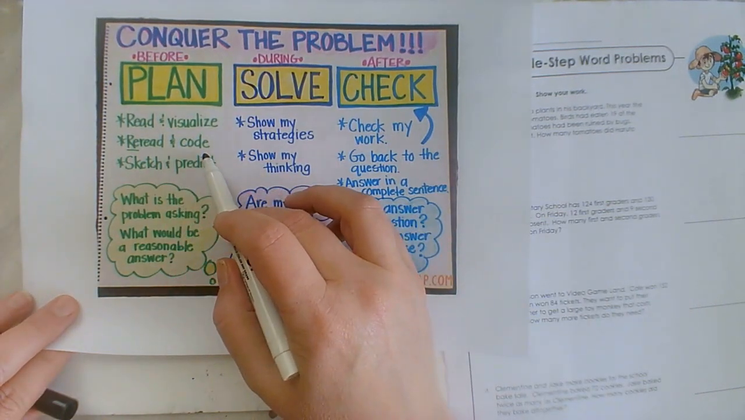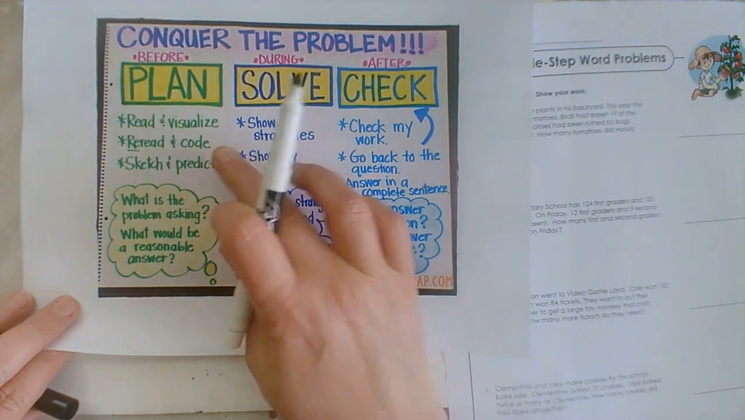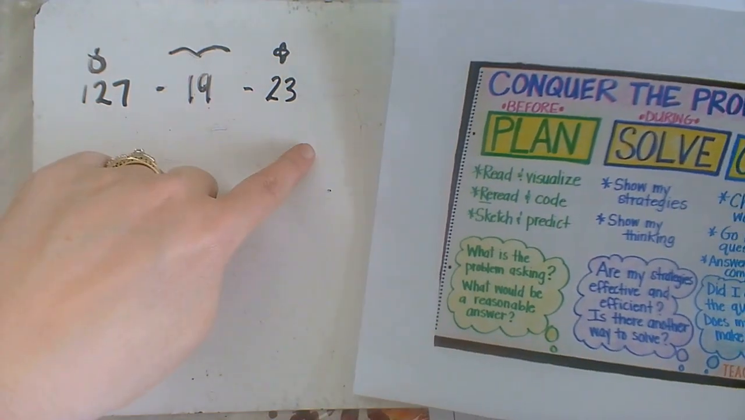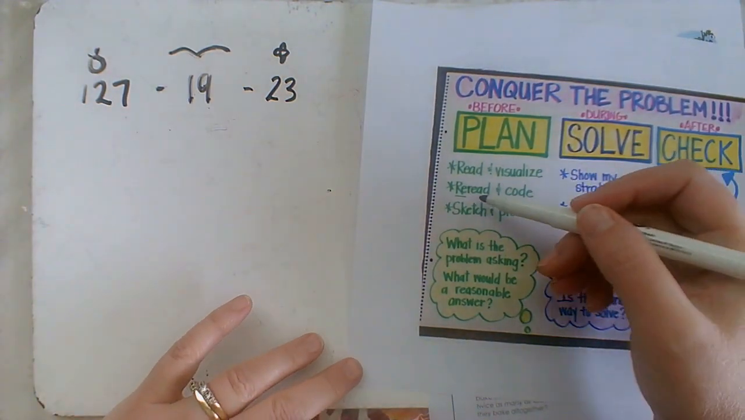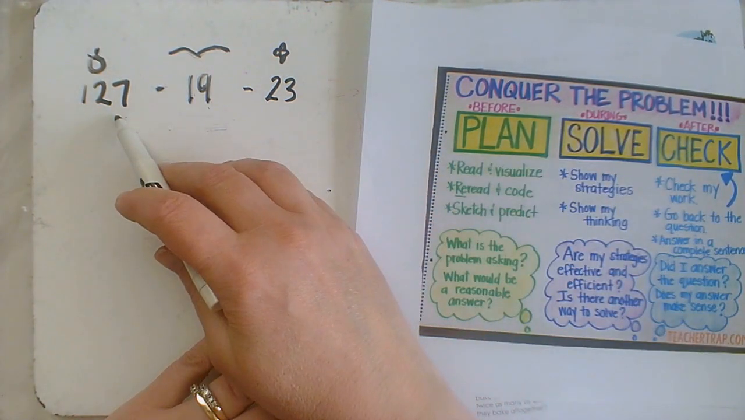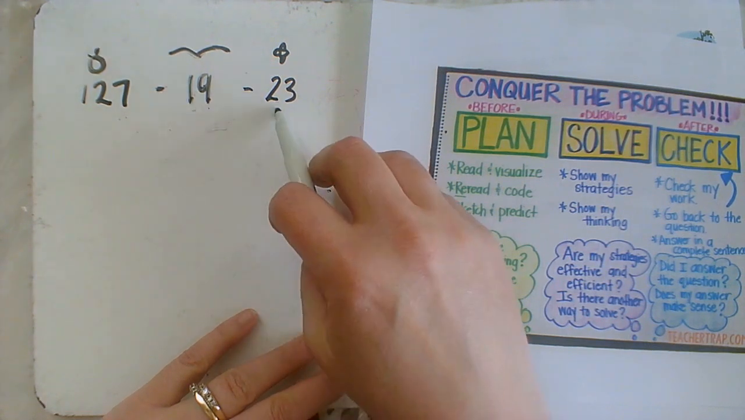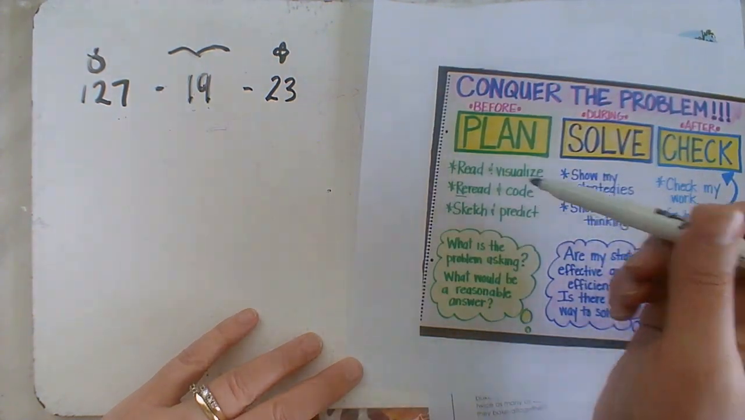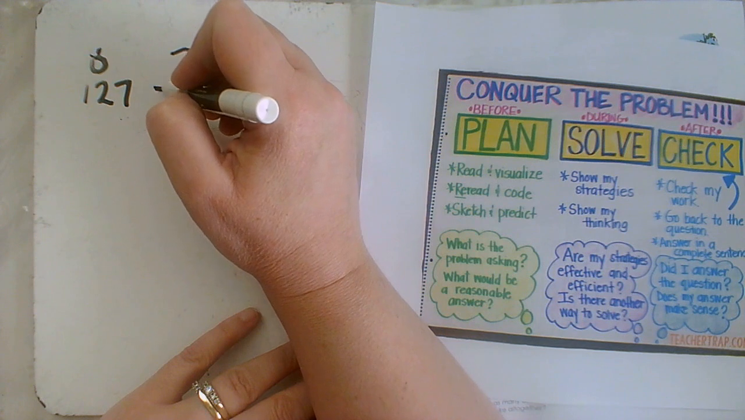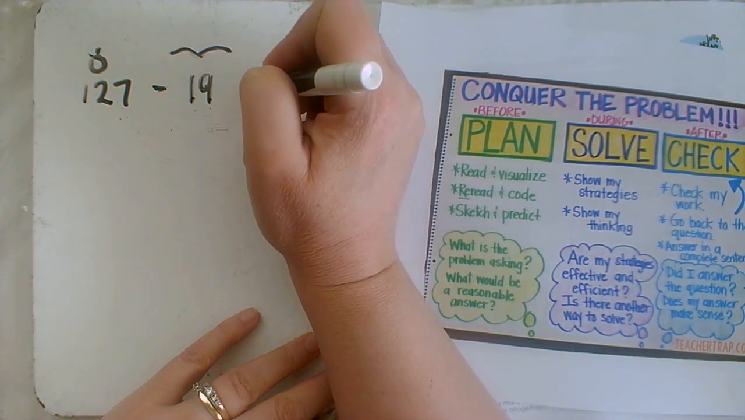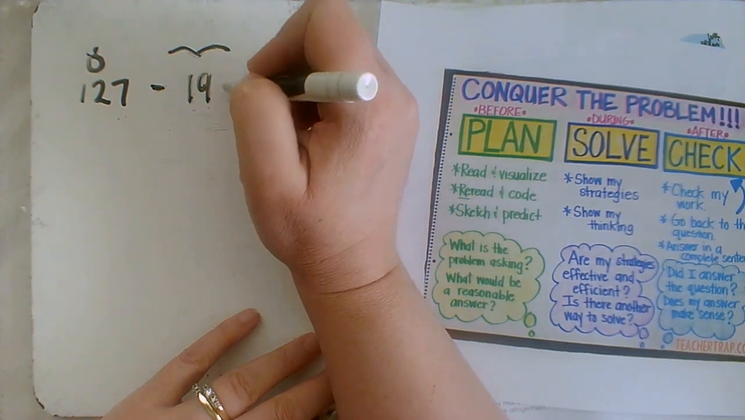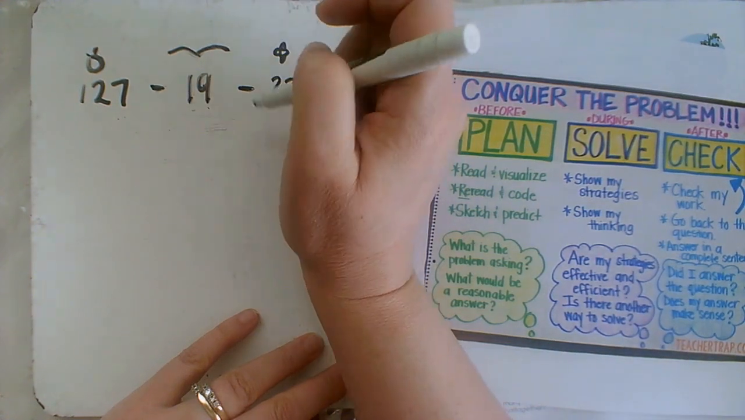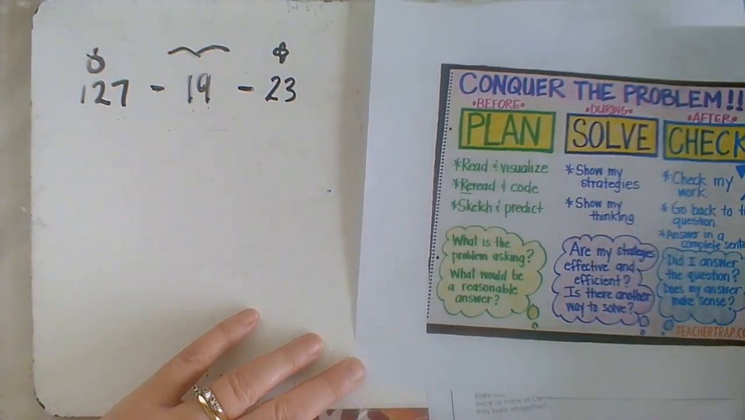Reread and code. So I kind of did that when I wrote it down here because I reread the problem so that I could remember how many there were, how many were eaten, how many were ruined, and my coding, I figured out that it was going to be subtraction here that I was doing, okay?